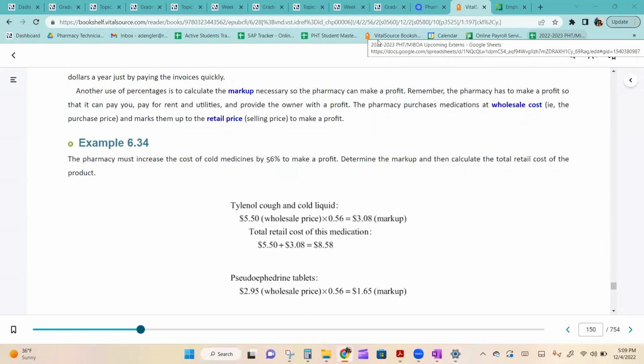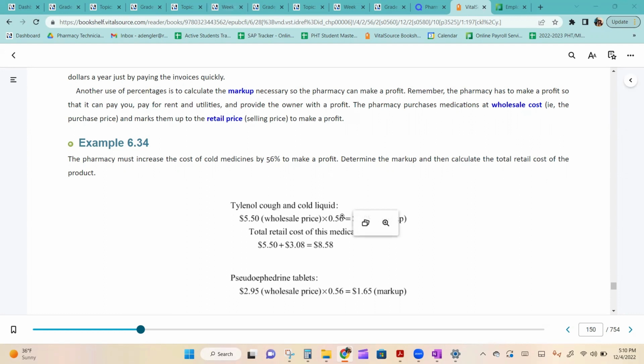So another use of percentage is to calculate the markup necessary so the pharmacy can make a profit. The pharmacy purchases medication at wholesale cost, the purchase price, and then marks it up to the retail price, which is of course the selling price, so that they can make a profit. So for example 6.34, the pharmacy must increase the cost of cold medicines by 56% to make a profit. Determine the markup and then calculate the total retail cost of the product.